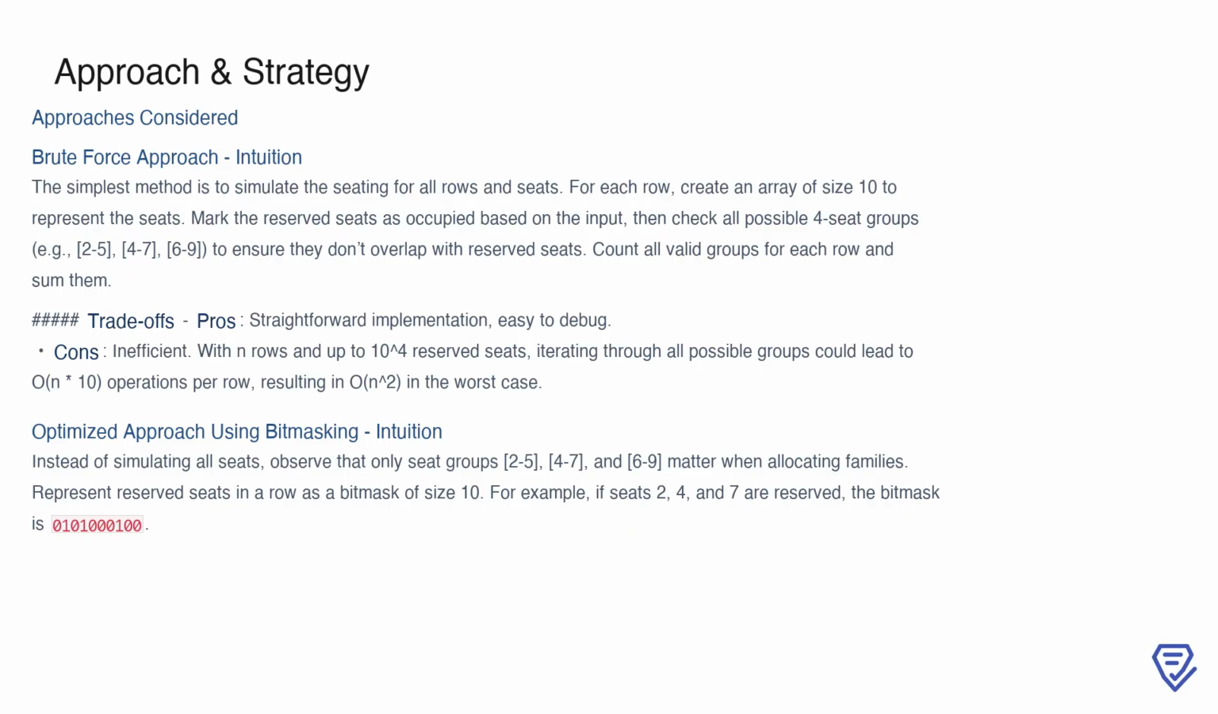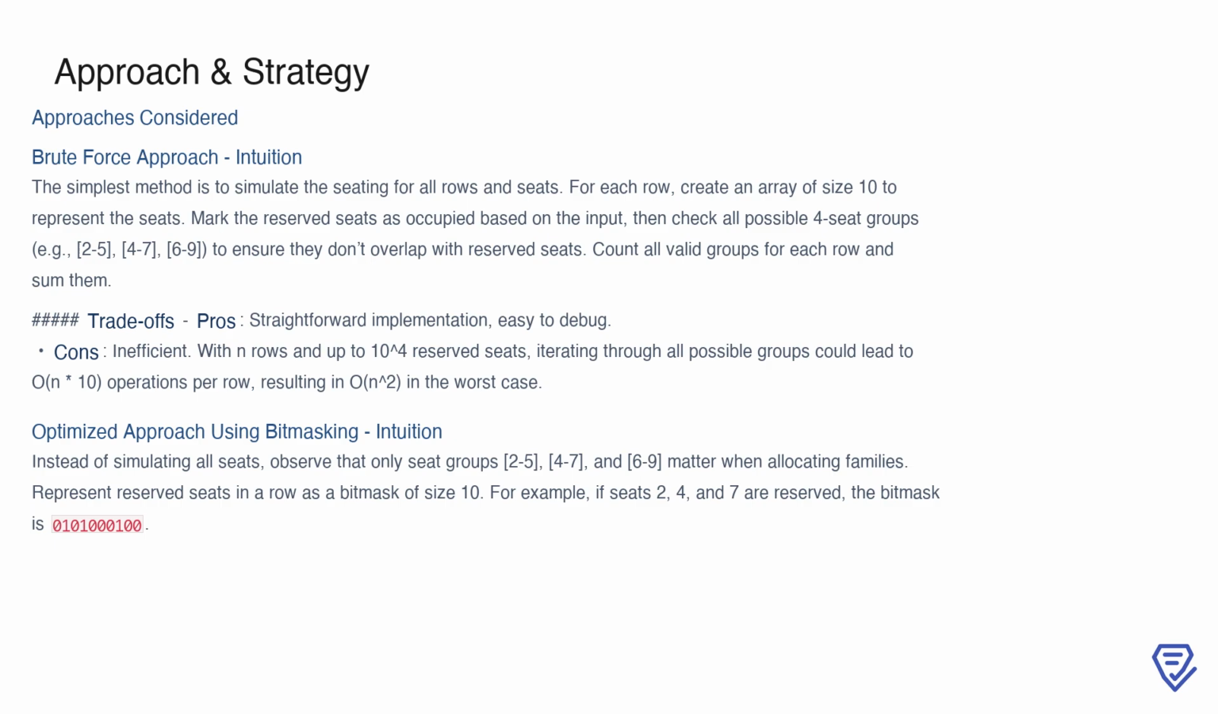The most straightforward method is the brute force approach. Here, we simulate the seating for all rows and seats. Each row is represented as an array of size 10, where reserved seats are marked as occupied based on the input. Then, we evaluate all possible 4 seat groups, such as seats 2 to 5, 4 to 7, and 6 to 9, checking that they don't overlap with any reserved seats. For every valid group, we keep a count and then sum these across all rows.